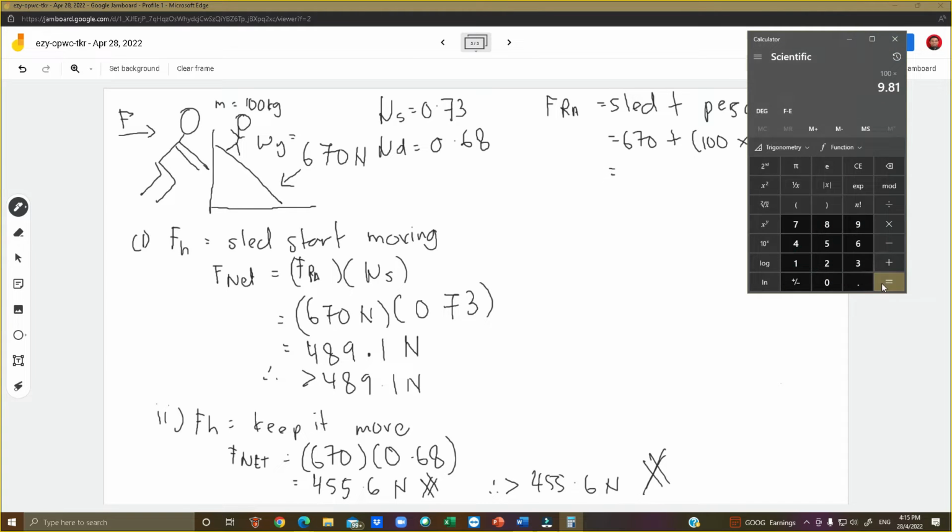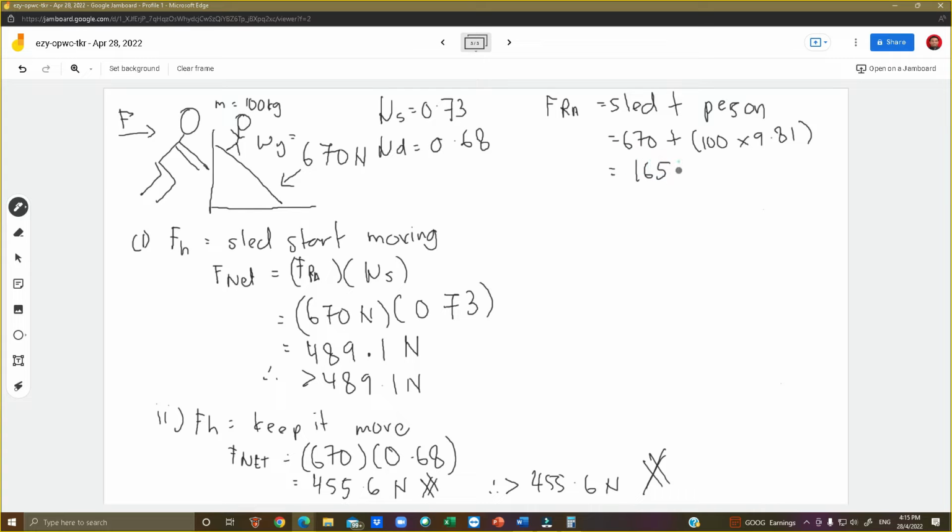Total everything. How much do you get? 981 plus 670. There it is. 1651 Newton. This one is 670, this one is 981, 100 times 9.81. So the person's weight alone is 981 Newton, plus the sled 670 Newton, you end up with 1651. This is the new normal reaction force.